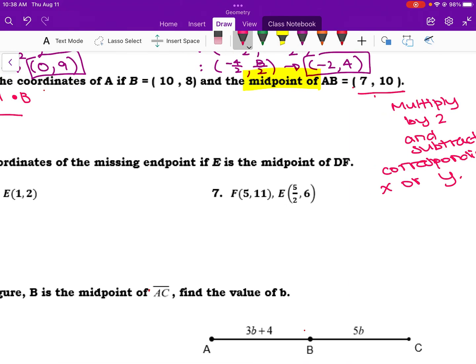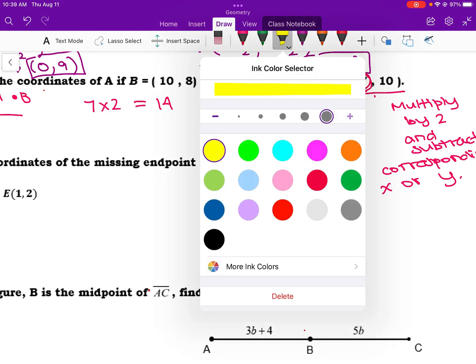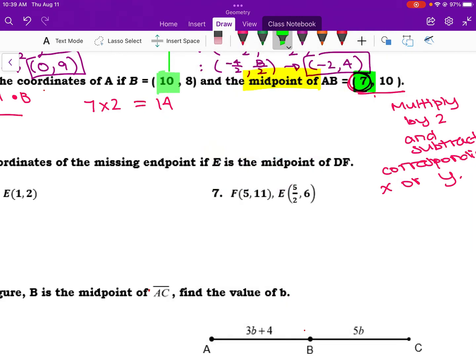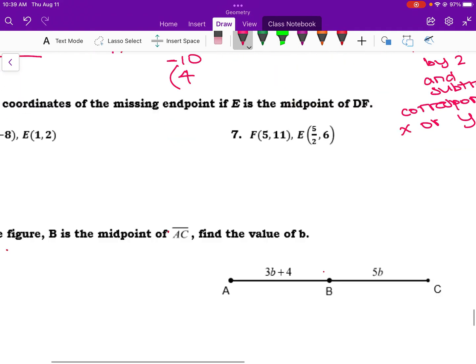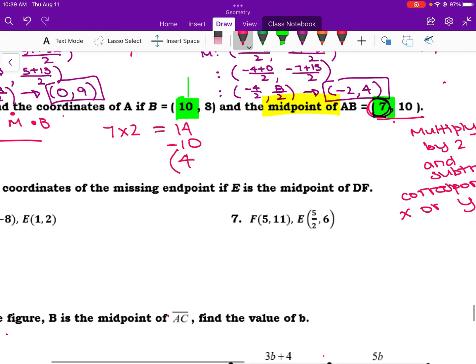Okay, so if I want to find what other point would have generated 7 as a midpoint, then I'm taking 7 times 2. That gives me 14. So I know that two numbers added together and divided by 2 generated 7. So I have to work backwards. So I multiply by 2 and then subtract out. Notice, let's get a different color here. This is my x value. So I'm going to subtract out the 10, which was the other x value, to get 4. So that was, we're looking for point A. So for point A, the first value is a 4.